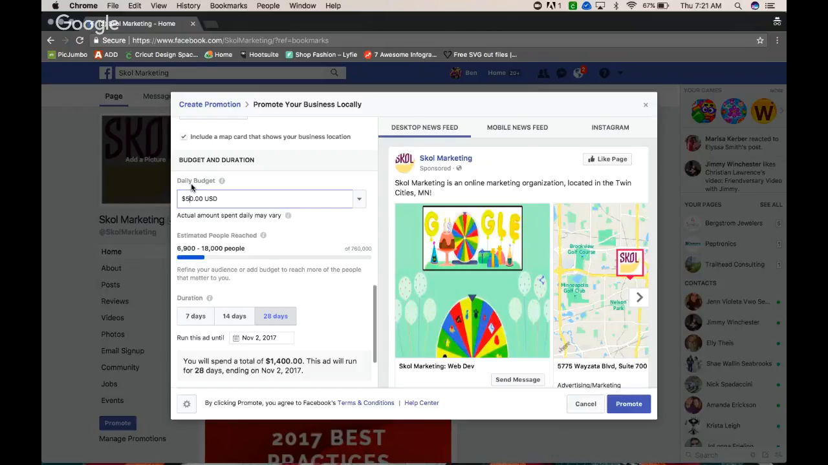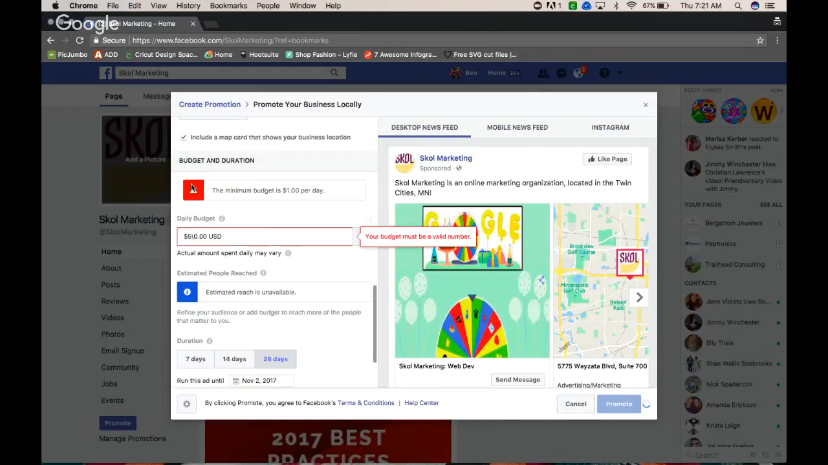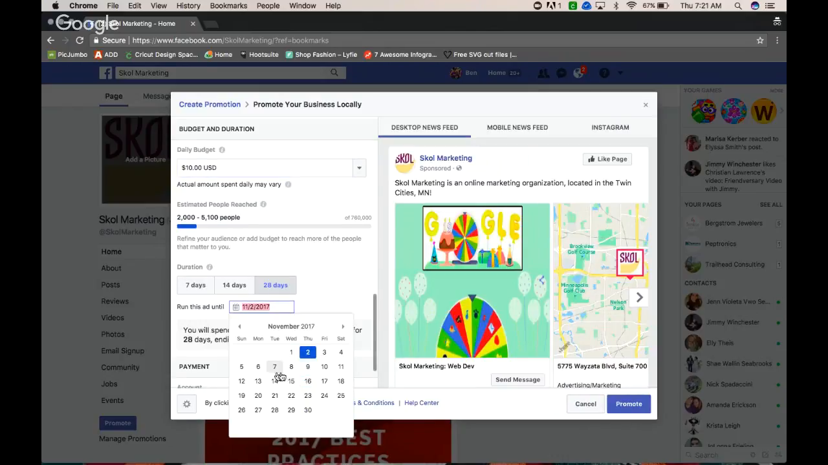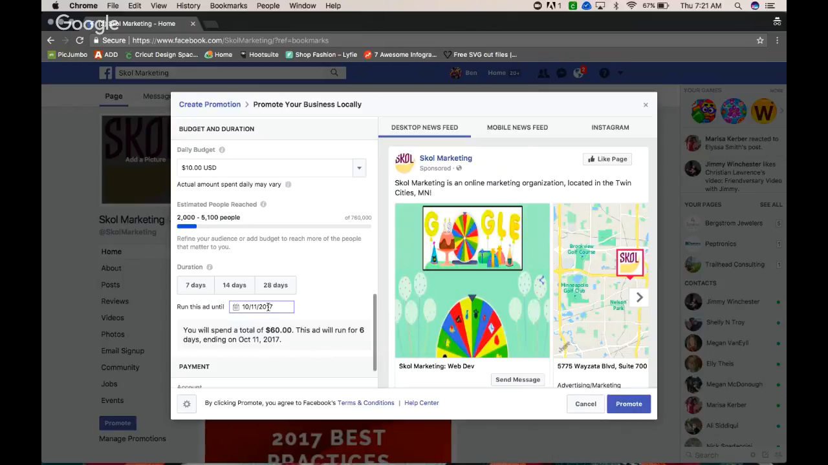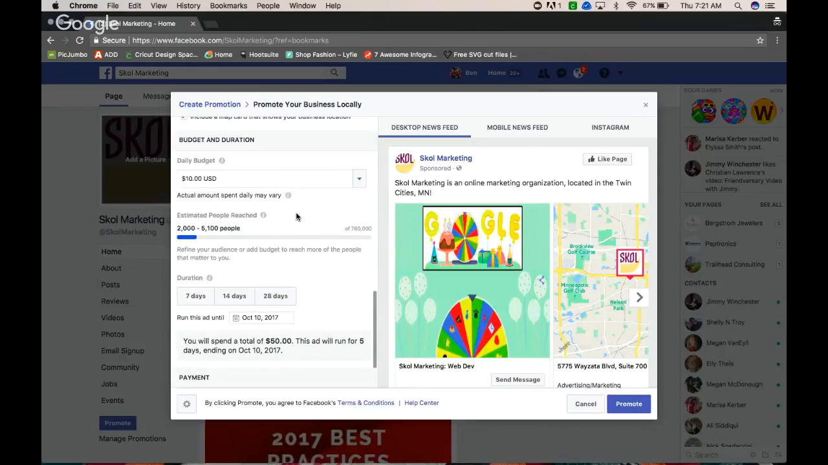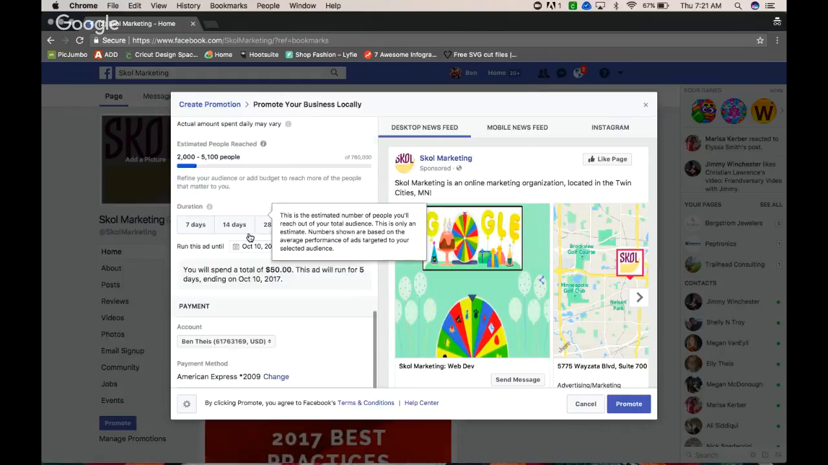So here we just have the daily budget. What we're going to do is say, hey, if I want to spend $50 total, maybe I want to spend $10 a day, and I'm going to do 5 days. And if you wanted to, you could do one of the predetermined ones. It doesn't really matter. So we have the daily budget and then our payment, and then bam, we hit promote. It's going to go right out there.